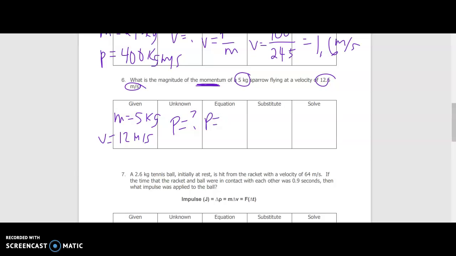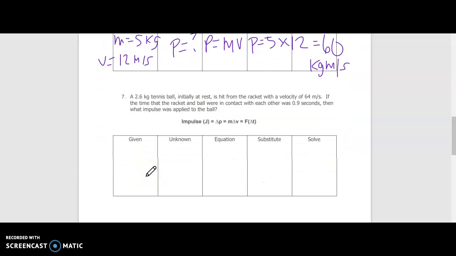And back to our original equation, P is equal to M times V, mass times velocity. So our mass was 5 times a velocity of 12. 5 times 12 is going to give us 60. And remember, it's momentum, so our units are kilogram meter per second.